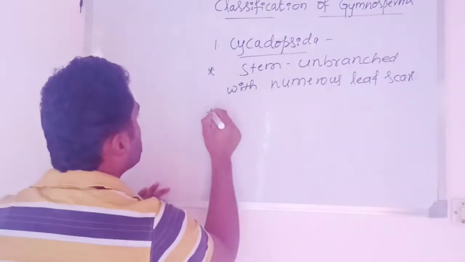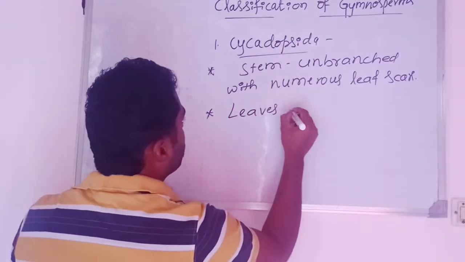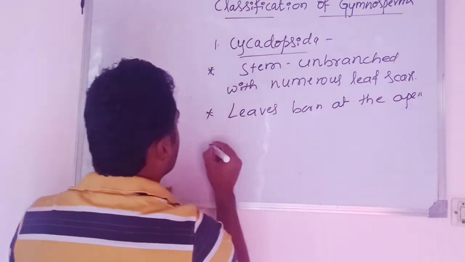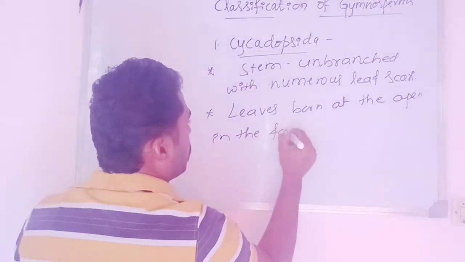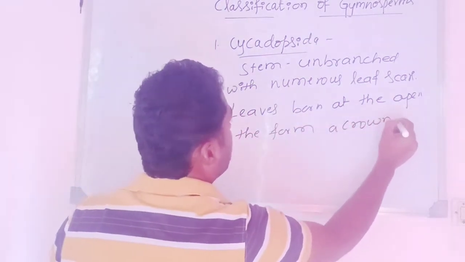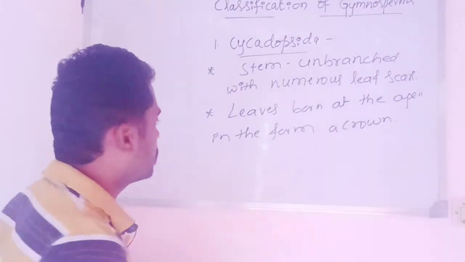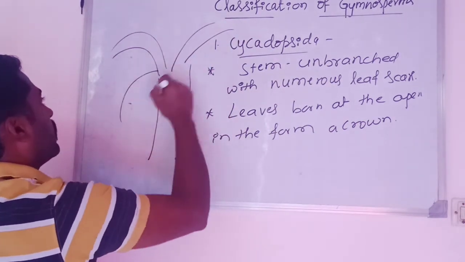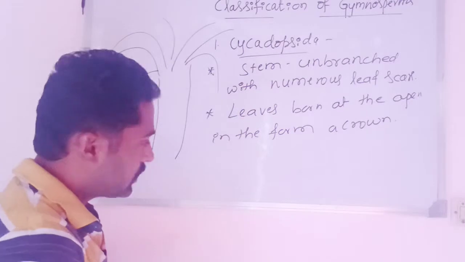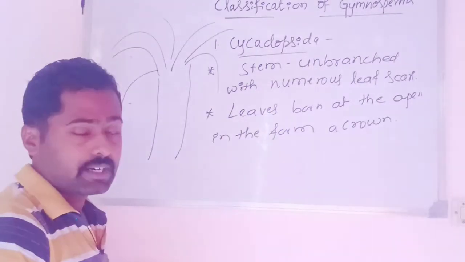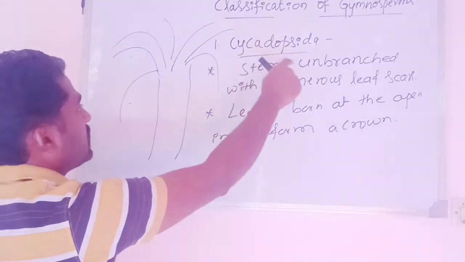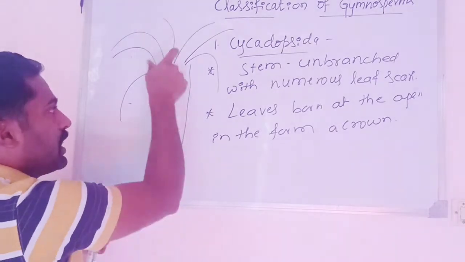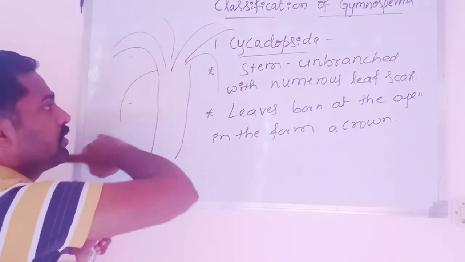Okay, so leaves are borne at the apex in the form of a crown. Leaves will be borne at the apex of the stem. So just like this, suppose this is a plant body, the leaves will be borne at the apex in the form of a crown. Just like a palm tree, you remember the palm trees, you observe the coconut or the areca nut or any palm tree. These members, especially the Cycas plant, resemble a palm tree in appearance. It has an unbranched stem and bears a crown of leaves at the apex.